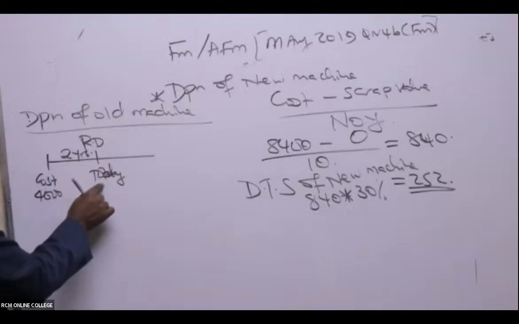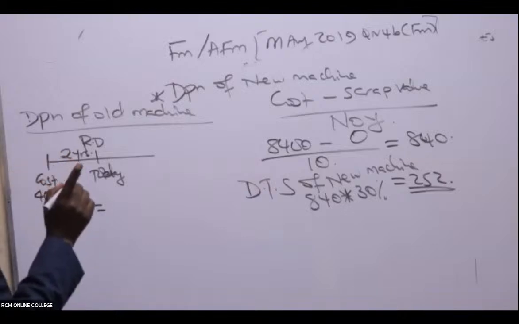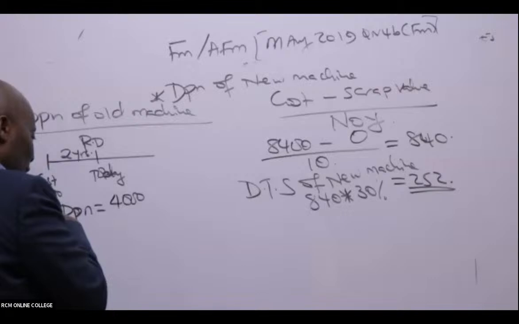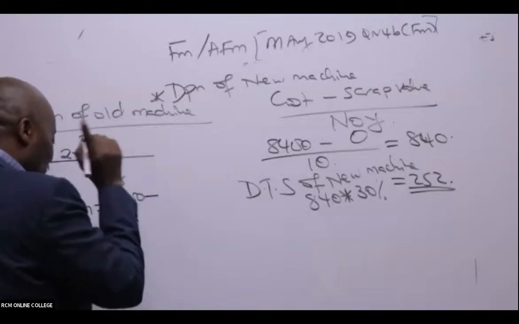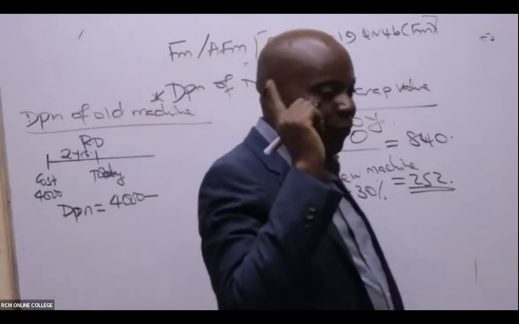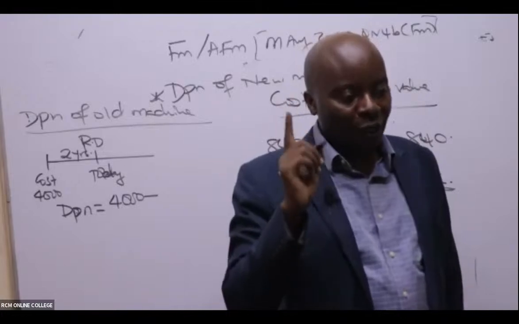Today, I need to get the depreciation first of all. Depreciation is straight line. I will take the cost, which was 4,000, minus scrap value. Initially, did we have any scrap value for this machine?